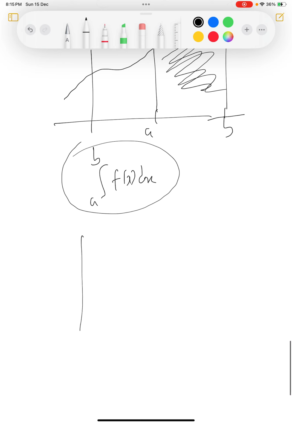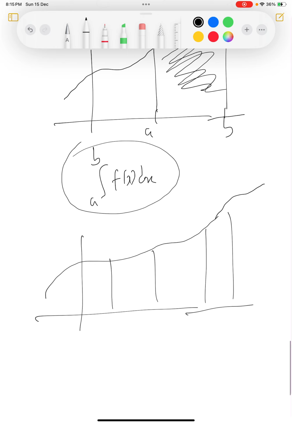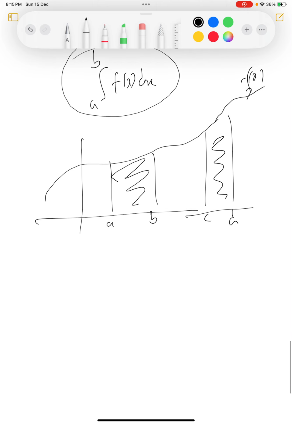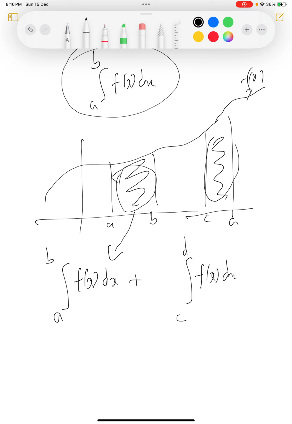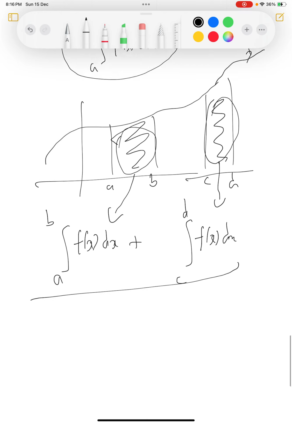Now if I am given this function f of x, and this a b, this c d, and I want to find the area in between this part only, what I will do is a to b f of x dx plus c to d f of x dx. This area will be given by this part, and this area will be given by this part. So in this way I can find the area in between the curve that I want. So this is the advantage, to find the area.